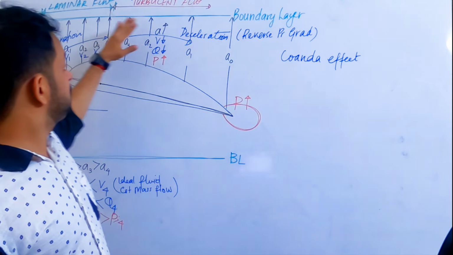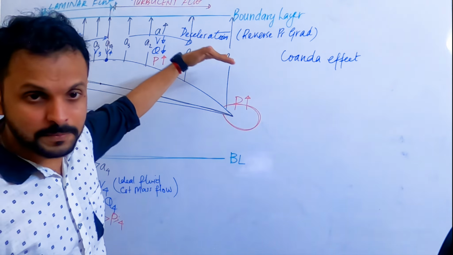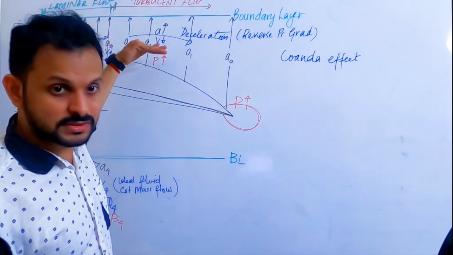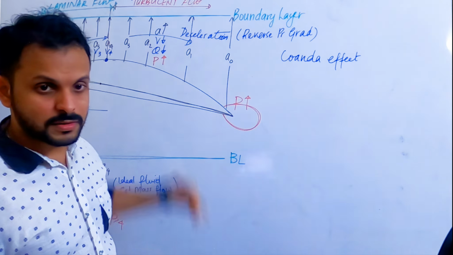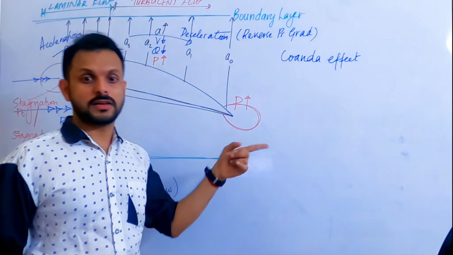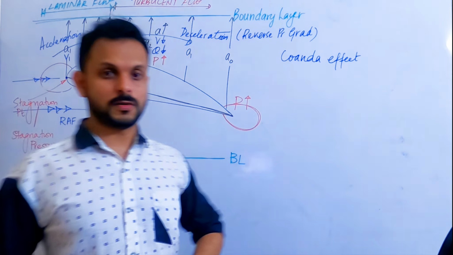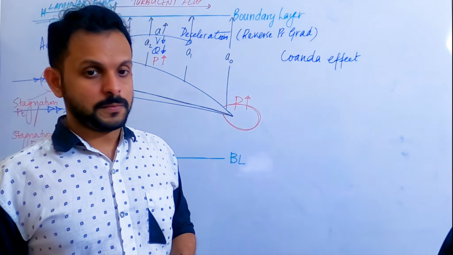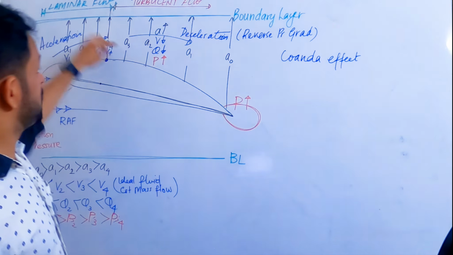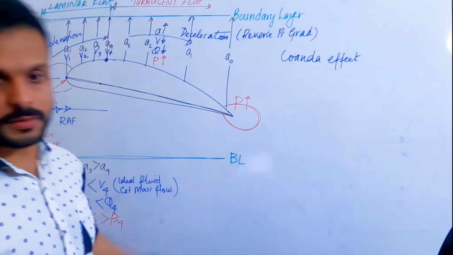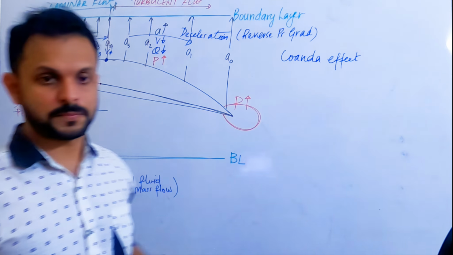Over here, the air molecules are moving so fast, they don't really have time to sit on the surface. And therefore, static is lower here and higher here. That is easier to visualize. And dynamic is higher at this point, but dynamic is lower here at the trailing edge. Correct. That's why static is high.